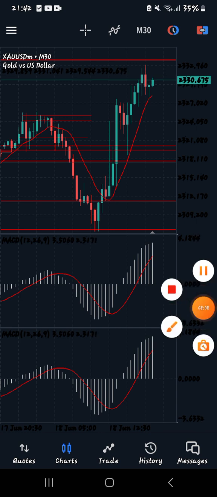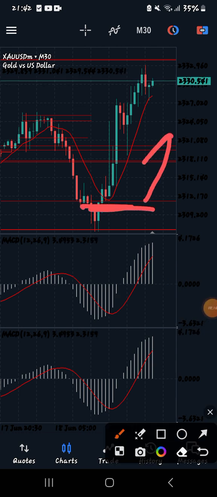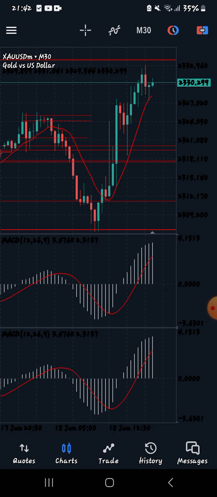So let me show you. For example, if I buy here and the trend goes up like this, it means I will be getting a profit. If I buy here and the trend goes down, it means I will be on losses.